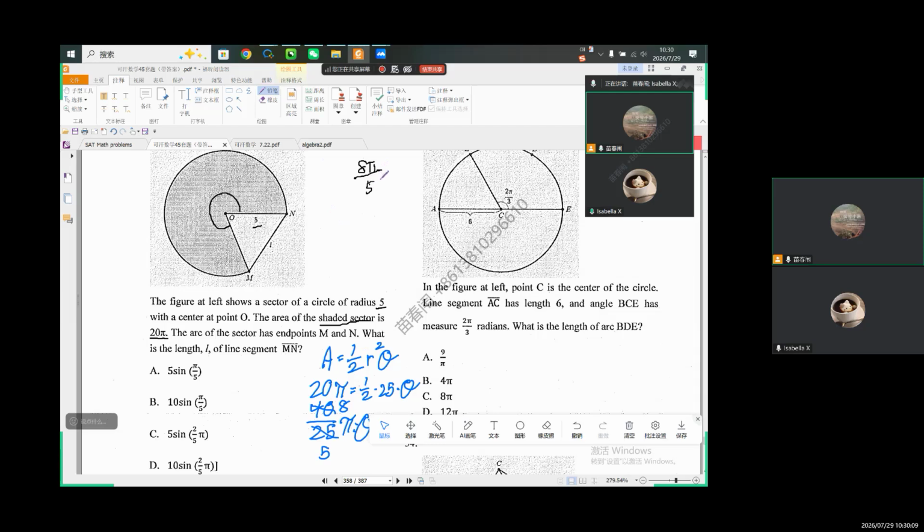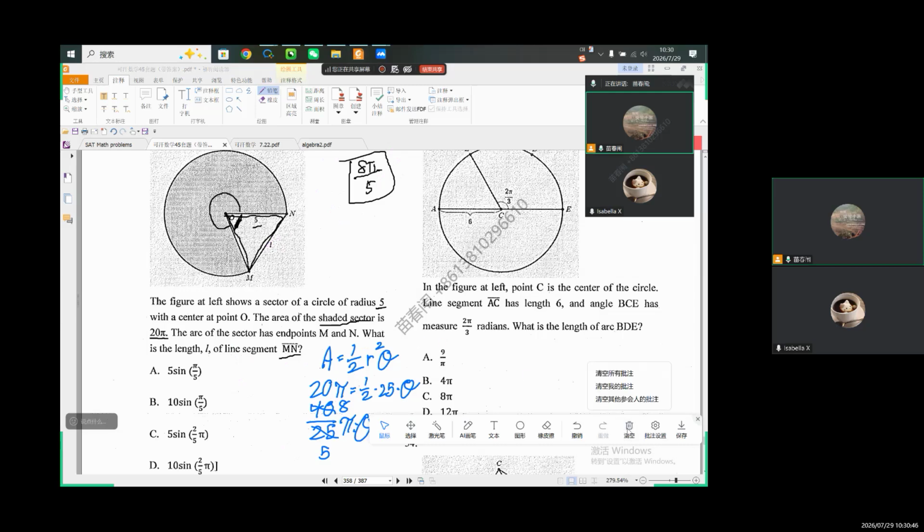Let's keep reading a little. So the arc of the sector, and then let's just find MN. If I want to find MN, maybe I can find... Well, MN is definitely in this triangle, right? Within that triangle, isn't that something related to my 8 pi over 5? At least I can find this angle, right? If I know the angle, I might have a method to find it out, right? Does that make sense?